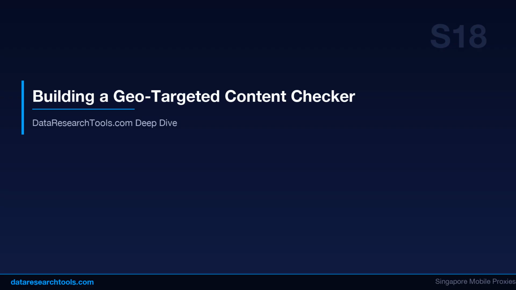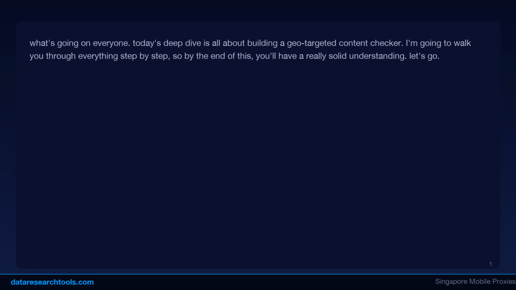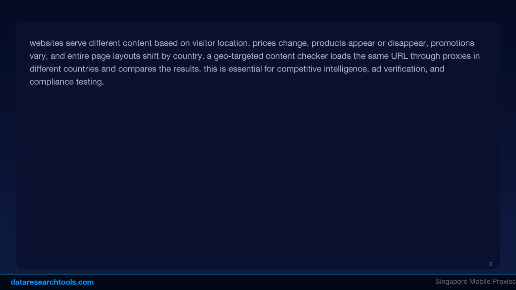solid understanding. Let's go. A geo-targeted content checker is a tool that verifies what content websites serve to visitors from different geographic locations. Many websites display different prices, products, language, or even entirely different pages based on the visitor's location. This is critical for price monitoring, SEO auditing, ad verification, and competitive intelligence.